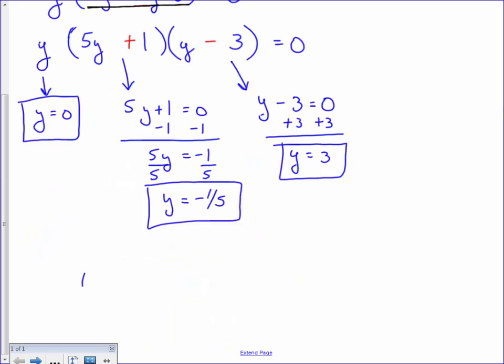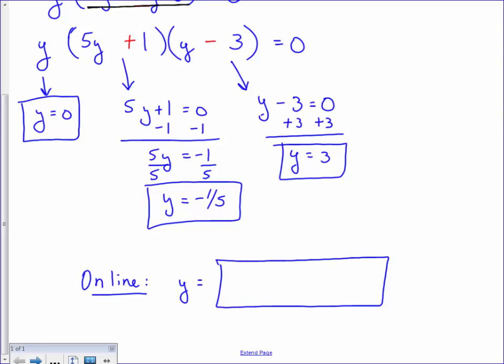Online, there are 3 different answers. It would already have the y equals for you, and then you're filling in the blank. So you would enter 0, comma, negative 1/5, comma, 3 as our answer.